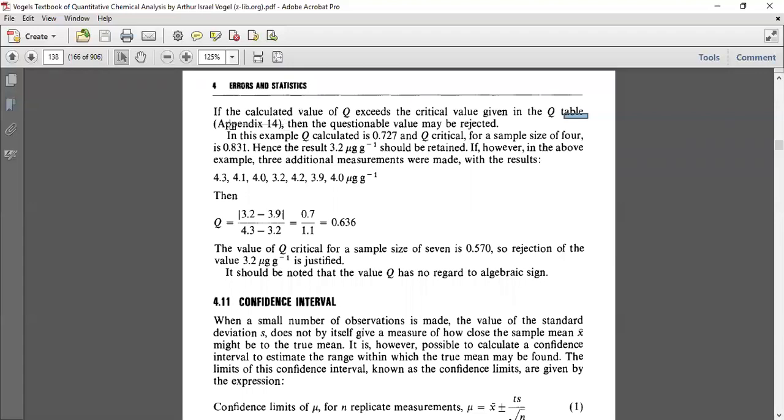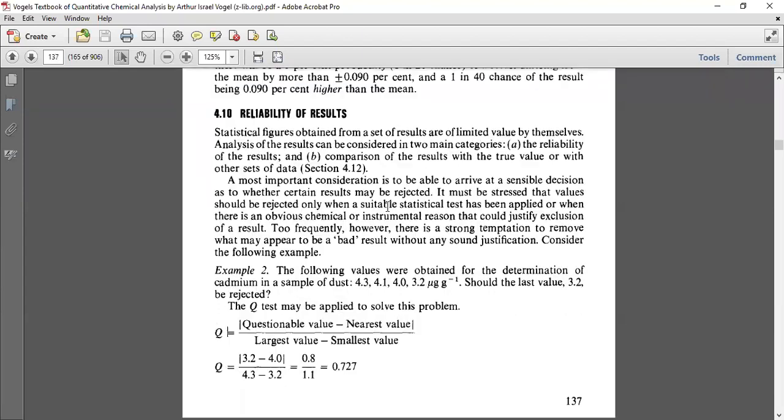So here they have given an appendix and all those things. When you refer to the Hogel book, you will get appendix 14, all the Q values based on the number of observations. So there is no need to read or mug up all those Q values. In a problem, the examiner will give you. See, here the number of observations is 4. So along with that, you will get the critical value for 4.